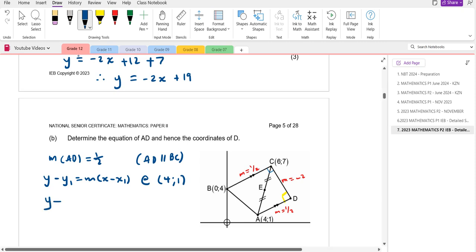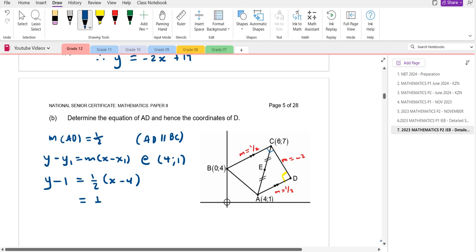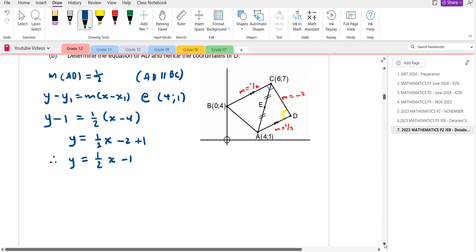So y minus 1 equals m, which is half, into x minus 4, because that's x1, y1. Now open up the brackets here. We get half x minus 2, and take the -1 over, so you get +1, which is y. Therefore y is equal to half x minus 1. I hope you guys understood that. Let's move on to the next question.